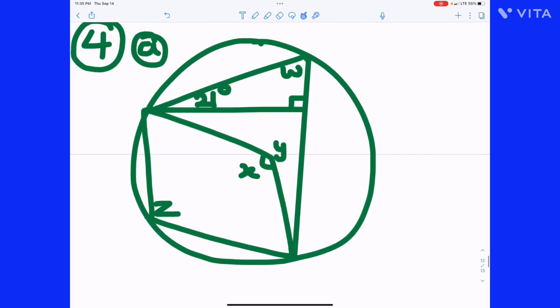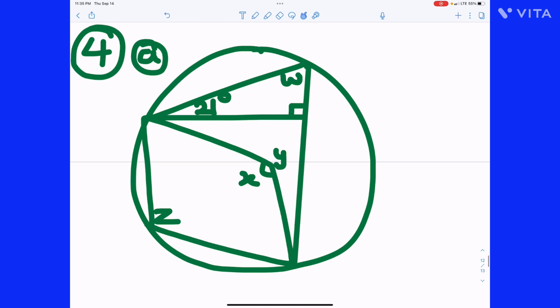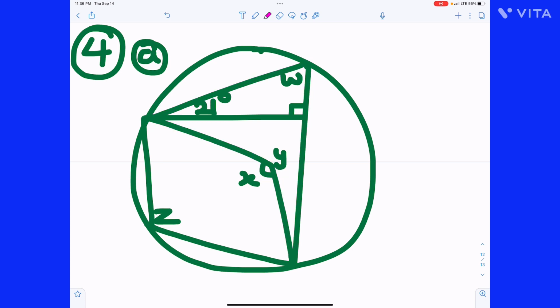Now this is a simple question. This is a very simple question. First, we can go straight to this place. X is equal to 2 times W. X is formed at the center on this arc, and W is formed on the circumference on that same arc. So that means X is equal to 2 times W. But I need to get W first.